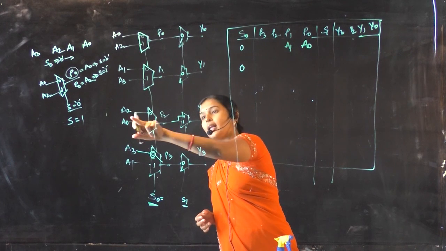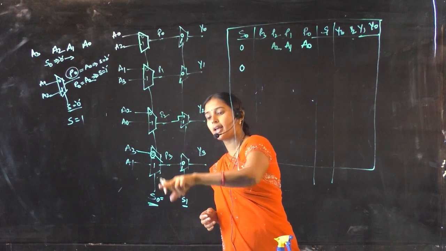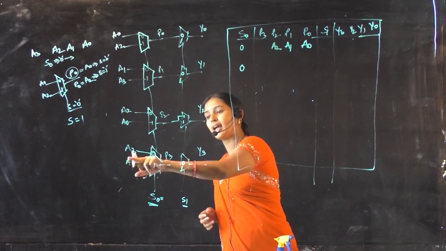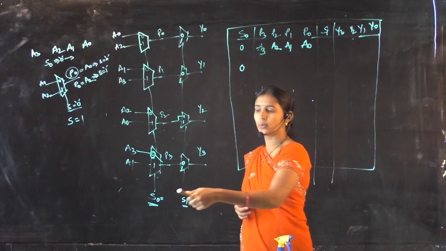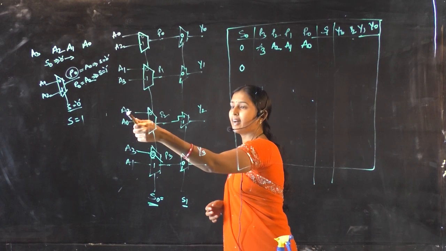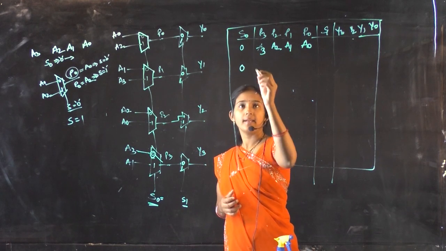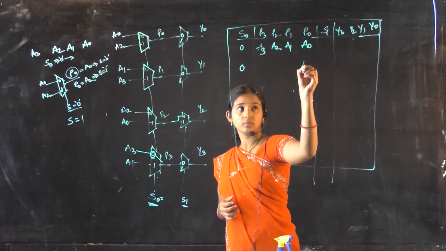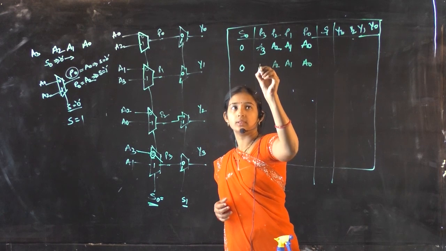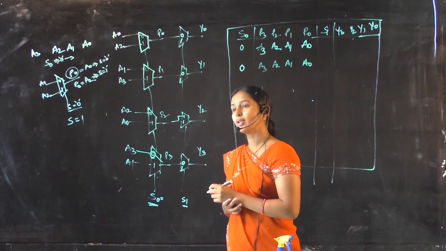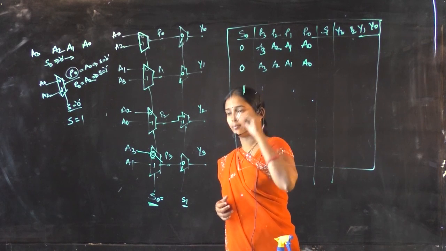At P2 I will be getting A2, because the selection line is 0 here, and at P3 I will be getting A3. Okay, as the selection line is equivalent to 0, whatever data is available at the 0th position, I will be getting as output. At the same time here also 0, 1, 2, 3.